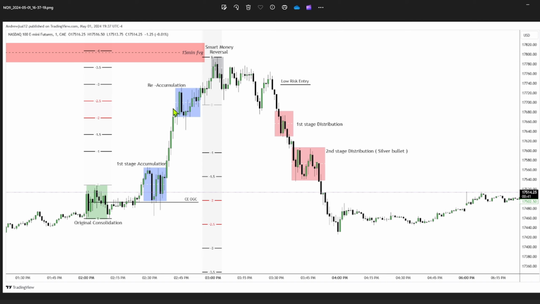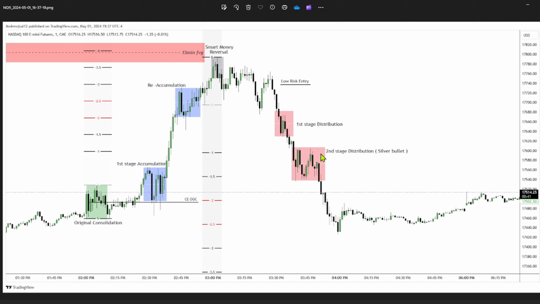And then we drive higher. Okay, we reaccumulate one more time, tap into this bullish fair value gap, and then drive one more time, reaccumulating higher into a key level, right? 15-minute fair value gap, right? We then get the smart money reversal. We turn around there, drive lower, first stage of distribution, right? Tap into this fair value gap here, drive lower.